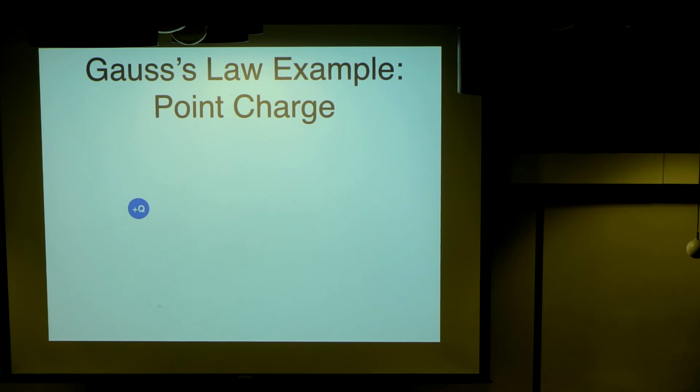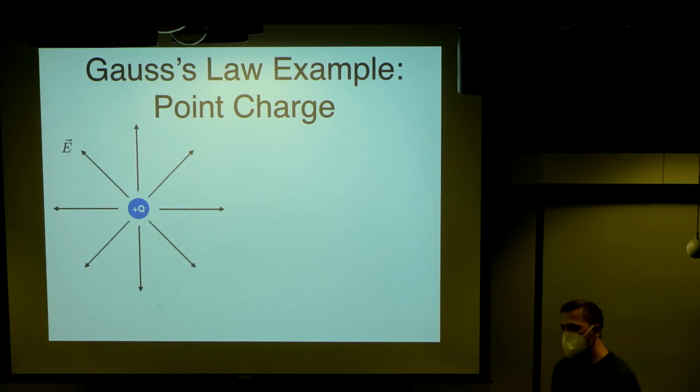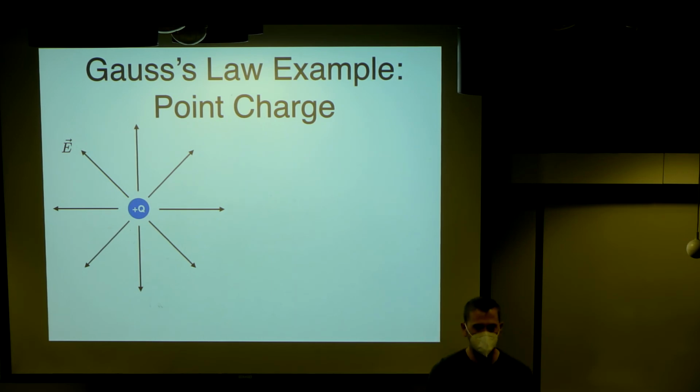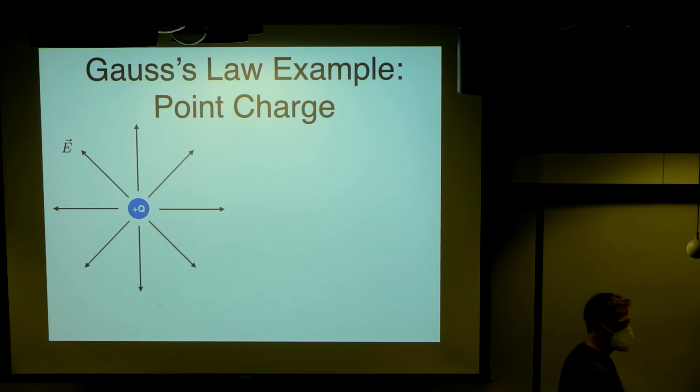Let me show you the steps we're going to take to do this. We're going to start here and just sketch what the E field looks like. Because we have just a single point charge, the E field should be spherically symmetric, so it should be radiating out in all directions. That's already something we know, so let's just indicate that on our diagram.